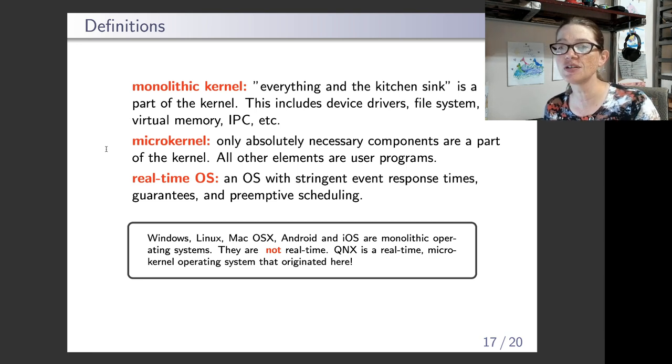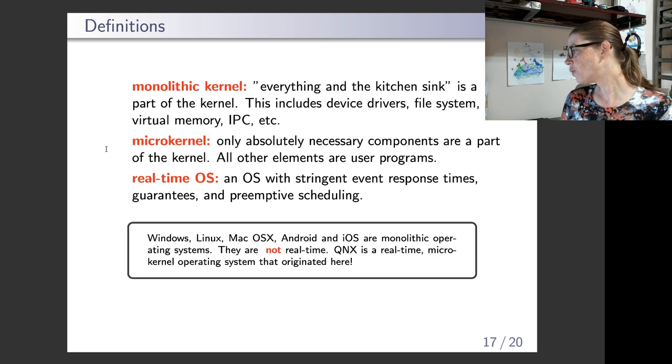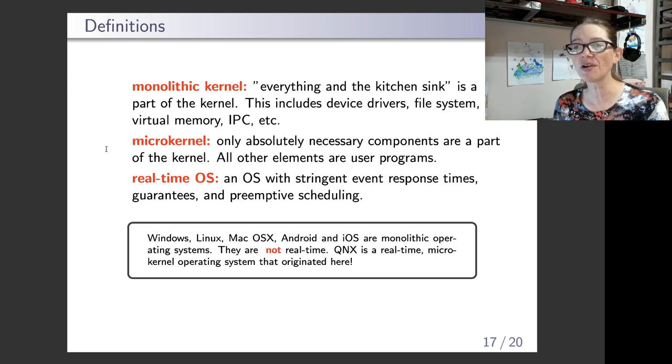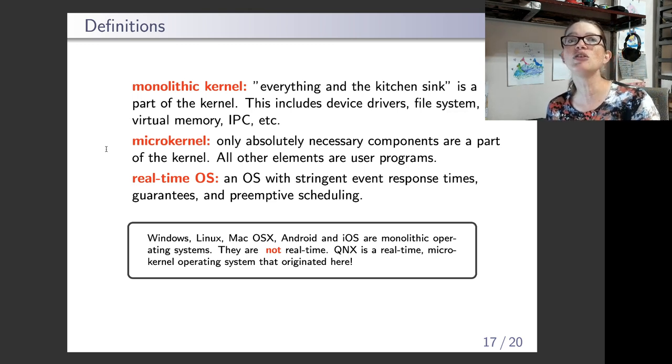If memory serves me, even things like device drivers, which are traditionally in the kernel for good reasons, are not in the kernel. Things like virtual memory are not in the kernel. They're all running as user programs. What that means is that the kernel is tiny and compact. And why you'd want a microkernel operating system is that it gives you the ability to run the OS embedded in hardware, which is a really neat thing to do.